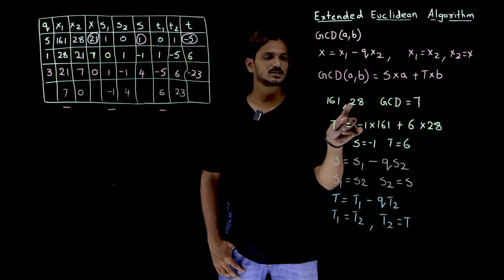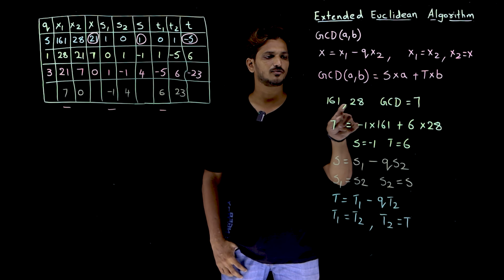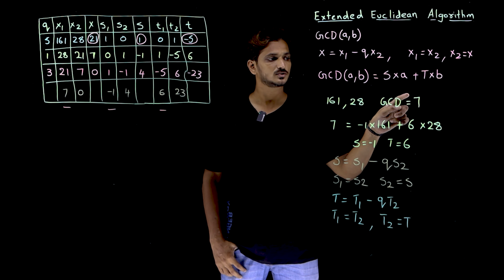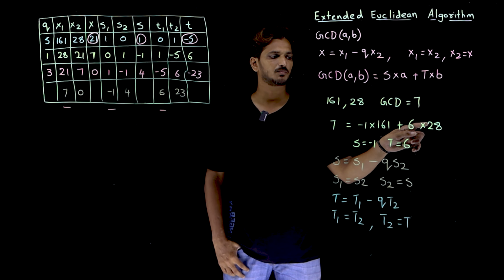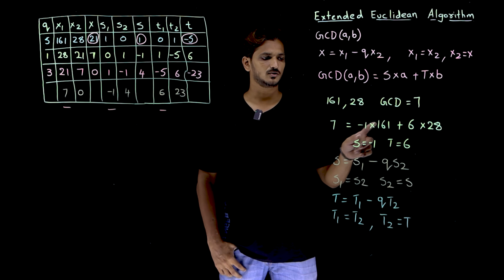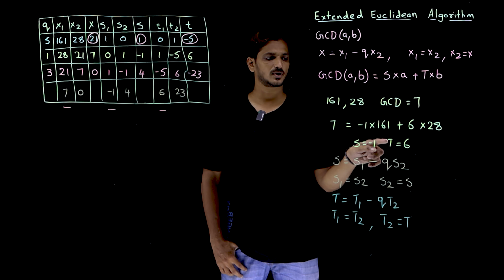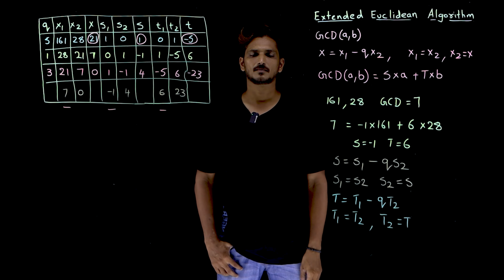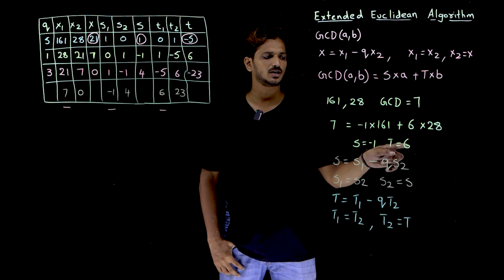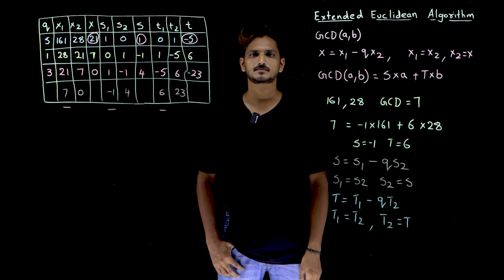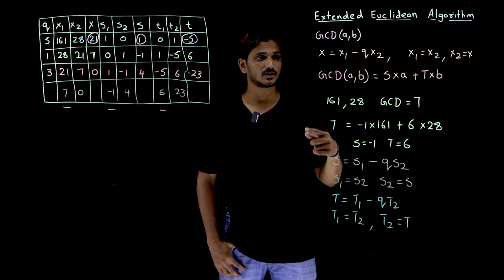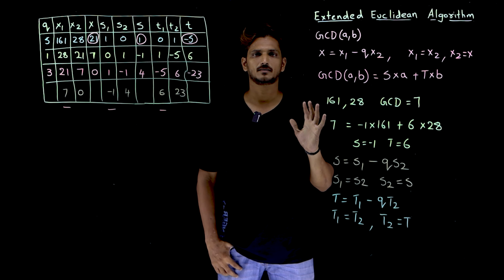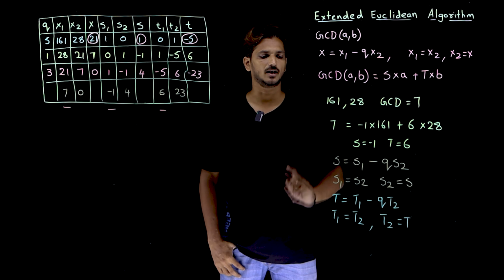See, in this example, the GCD of 161 comma 28 is 7. Now 7 can be written as minus 1 multiplied by 161, where A is 161, plus 6 multiplied by 28. So S is equal to minus 1, and T is equal to 6. Like this you can write a GCD value in the form of A comma B. In that we need the S and T values.